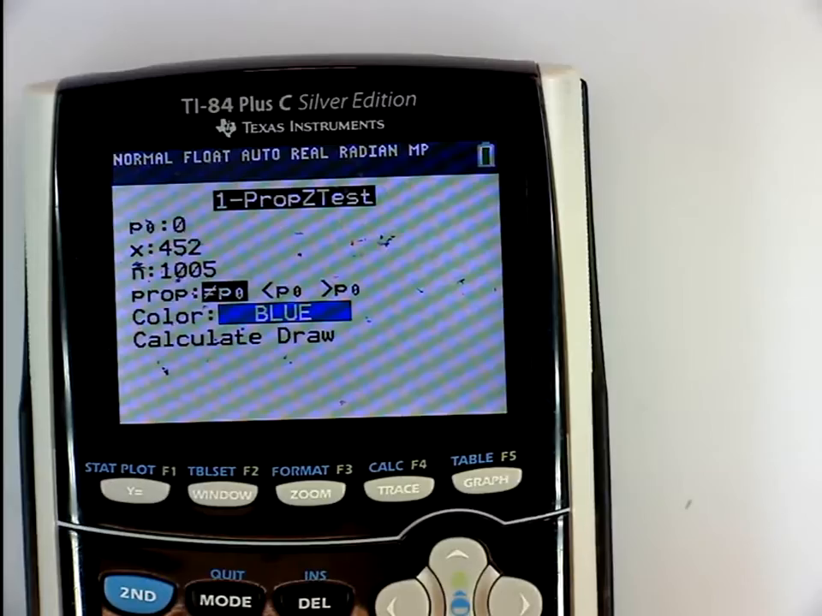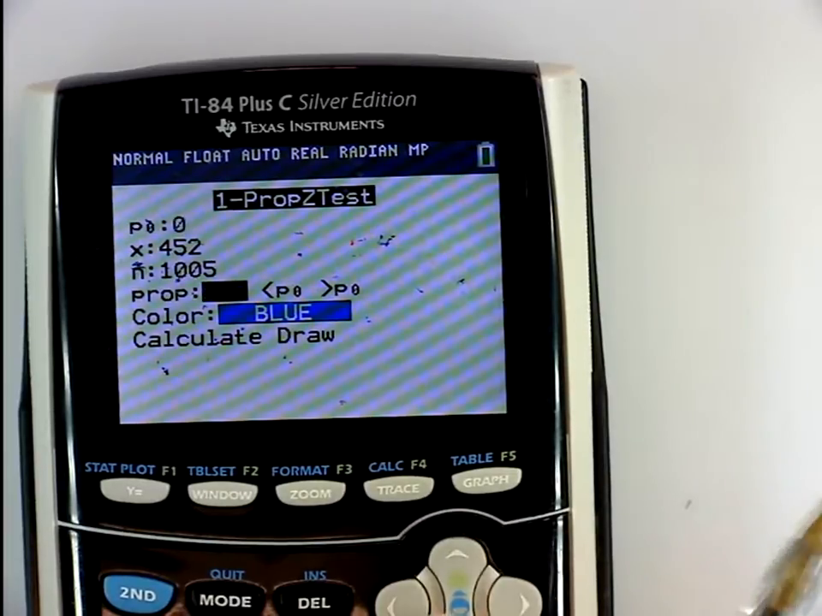And P sub 0 is going to be the claim. X, obviously, and N will tell the calculator what P hat, the sample proportion, should be. So remember, in a class of 40 students, 30 students decide to go home over Thanksgiving break. So that's 30 out of 40. X would be 30 and 40 students would be your sample size. And that means 75% of the students in that class would go home over Thanksgiving break. That's 30 out of 40.